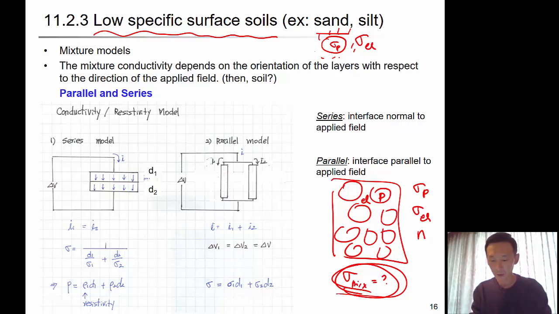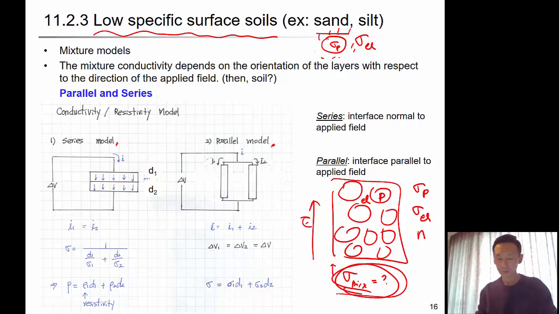The mixture conductivity depends on the orientation of the layers with respect to the direction of the applied field. We can think that this is the direction of E, and we can have two extreme models: the series model and the parallel model, like we practiced with the spring models. The materials are aligned in series or in parallel, and you'll be able to derive these equations.